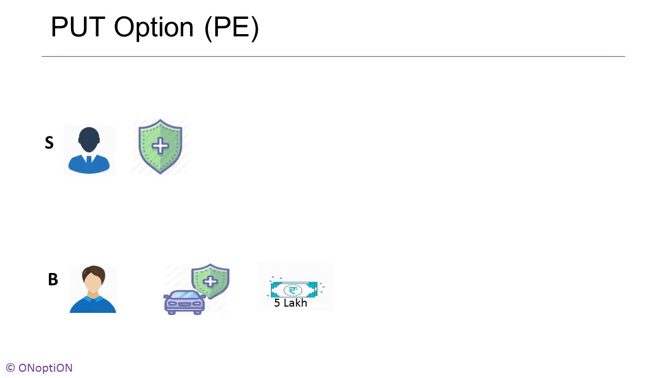Now let's look at put options. Again, here I would like to tell you a practical example, and then we move on to the real-time put option trading. There is a person called S. He owns an insurance company. There is a person B. He owns a car. He wanted to take insurance for his car. He wanted to insure the car for 5 lakh rupees. He pays a 10,000 rupees premium to the insurance company, and he makes a contract with the insurance company. The contract validity is 1 year.